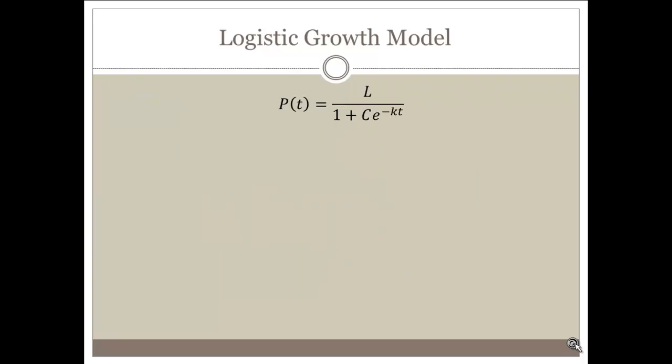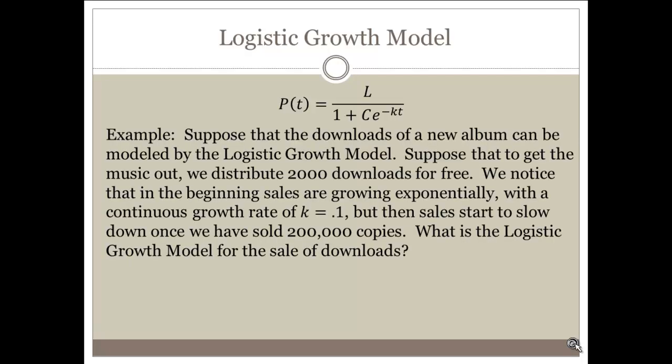Let's now look at one more example where we try to build our own model. In this example, suppose that the downloads of a new album can be modeled by the logistic growth model. Suppose that to get the music out, we distribute 2,000 downloads for free. We notice that in the beginning, sales are growing exponentially with a continuous growth rate of k equals 0.1. But then, sales start to slow down once we have sold 200,000 copies. What is the logistic growth model for the sale of downloads?